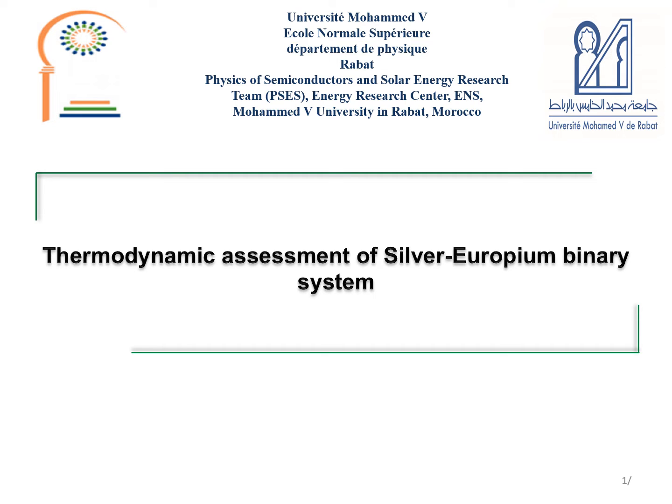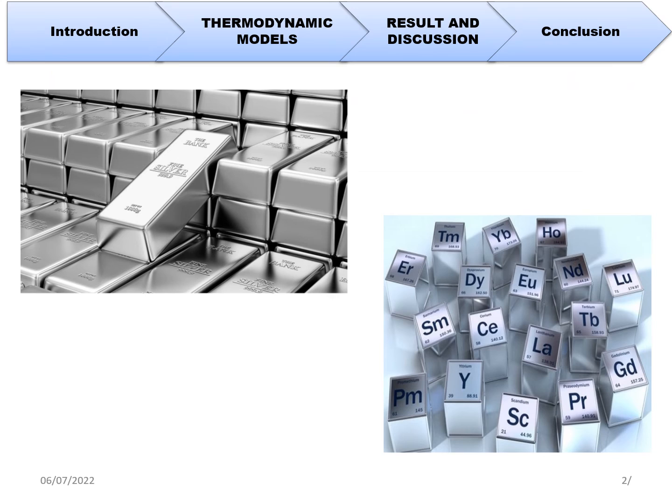Thermodynamic assessment of silver-europium binary. Because of their various technological applications, especially in artificial lighting and their very interesting photoluminescence emission, the silver species combined with the europium are widely used in many applications, including photovoltaic cells, photoconductors, and photosensitive materials for optoelectronics.